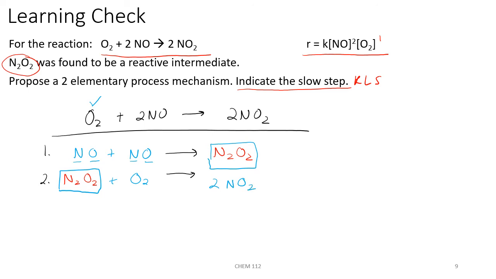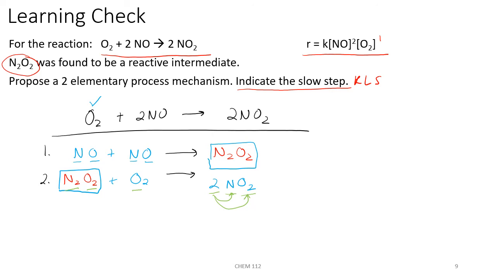and that would form our product, 2 molecules of NO2. And so checking our atoms, we have 4 atoms of oxygen on the reactant side of step 2. And we have 4 atoms of oxygen on the product side. We have 2 atoms of nitrogen, and we have 2 atoms of nitrogen on the product side as well. So everything works out according to law of conservation of mass.